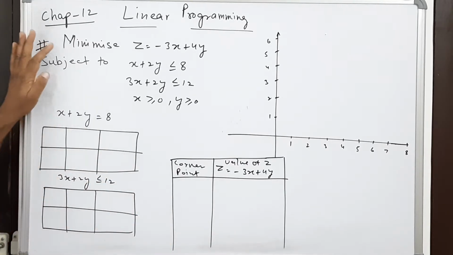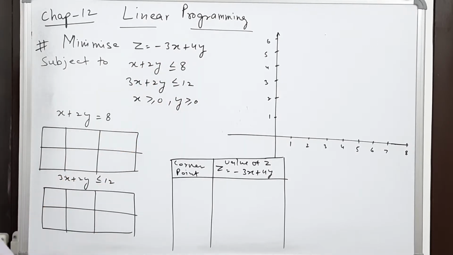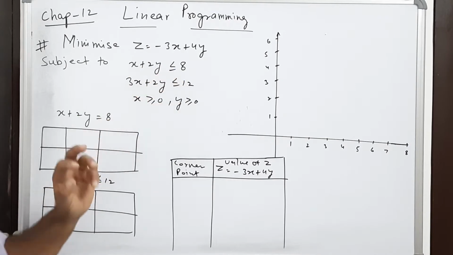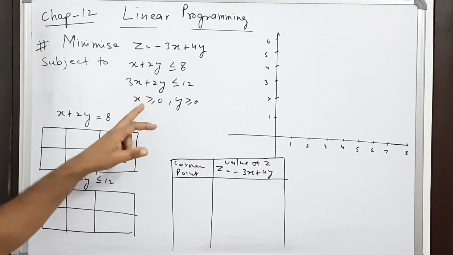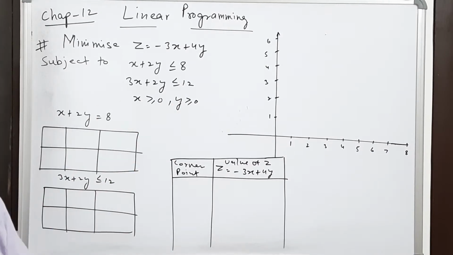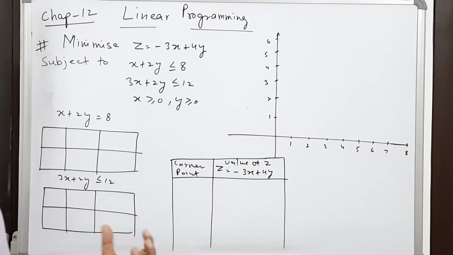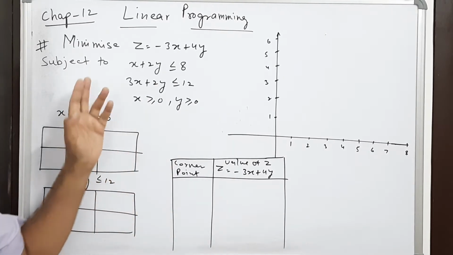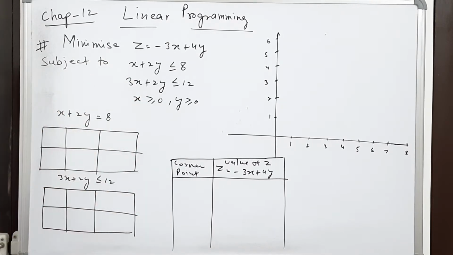The problem starts like this: minimize z equals minus 3x plus 4y, subject to x plus 2y less than 8 and 3x plus 2y less than 12, x greater than 0 and y greater than 0. Today I am explaining how to solve this linear programming problem and how to find the minimum value of z at the corner points of the feasible region.